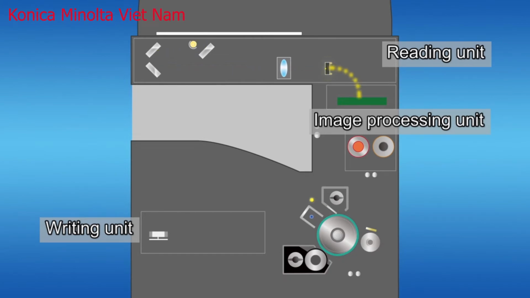The read image data, undergoing various forms of image processing, is transformed into a laser and is irradiated on the drum surface. These procedures are performed by the image writing unit.